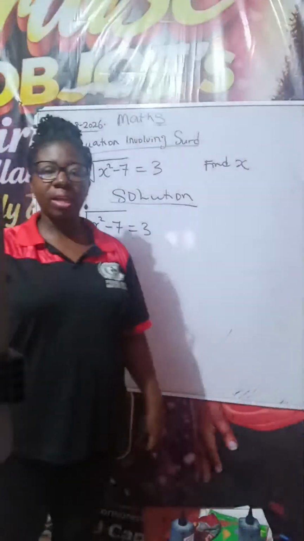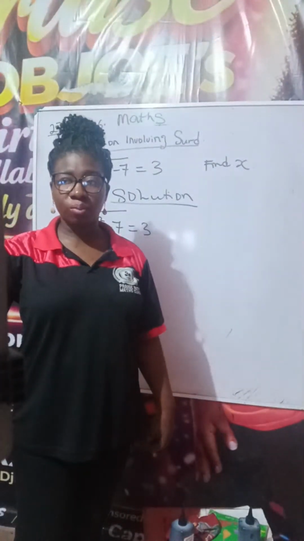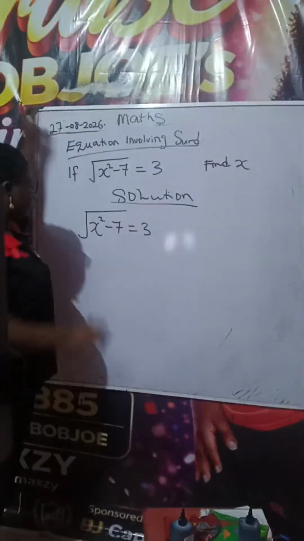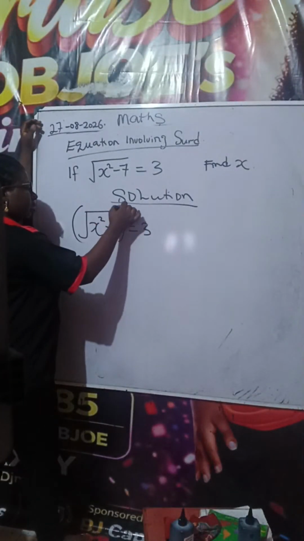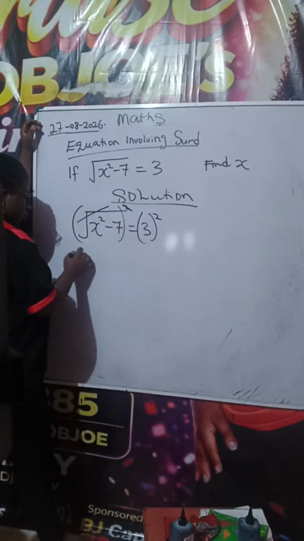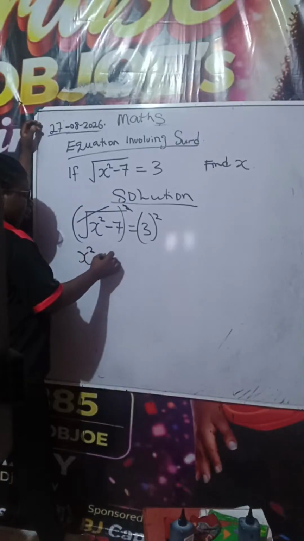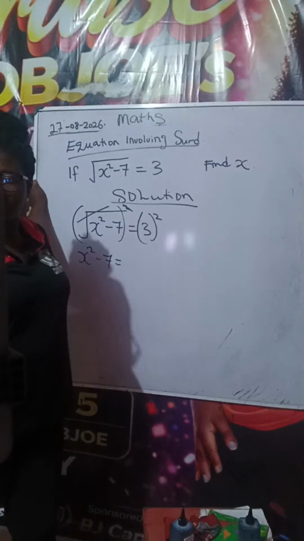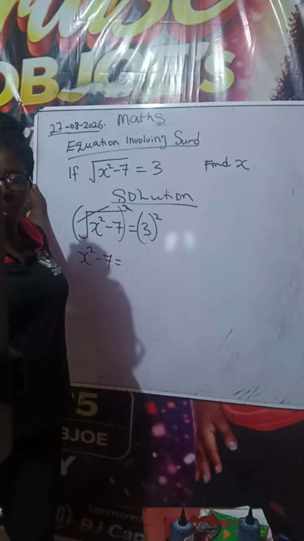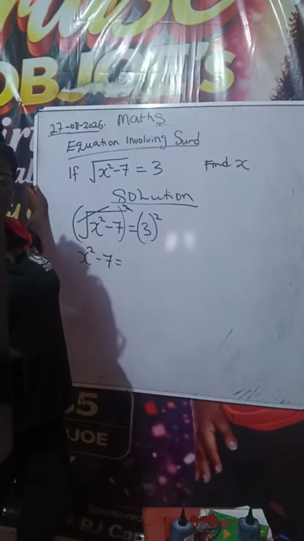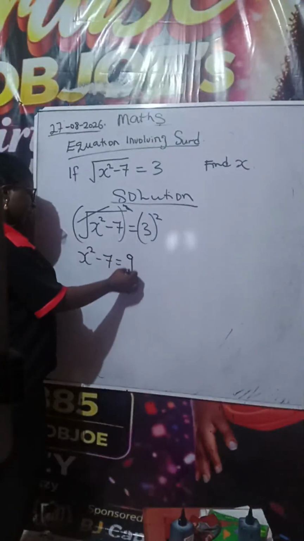Okay. Now, first is to take the square of both sides. So we take the square of both sides. Square this, please. This removes the root. So I have s squared minus 7 equals. Now, what is 3 squared? 3 squared, what do we have? 9. Correct. So I have 9.